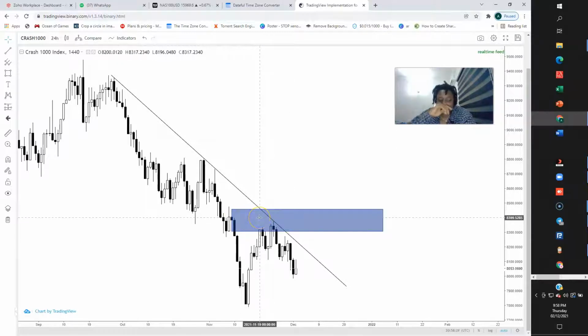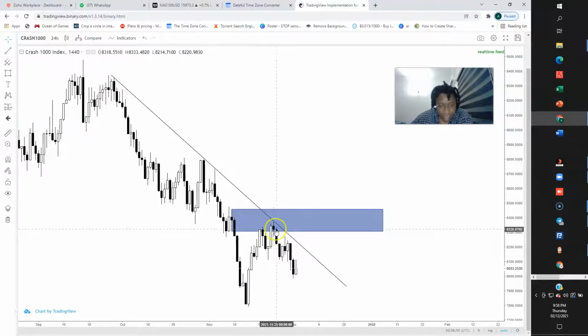I trade pure price action, demand and supply alongside my trend lines and chart patterns, and also reading my candlesticks. It has totally helped me. So I just highlighted my supply zone right here, and you can see how price tested the supply zone, also testing the trend line, respecting the trend line, and still bouncing back down.